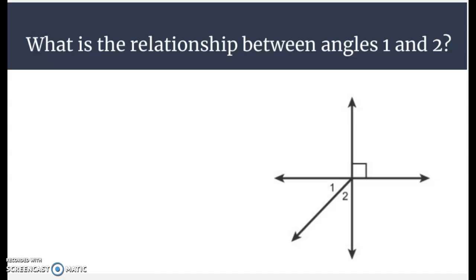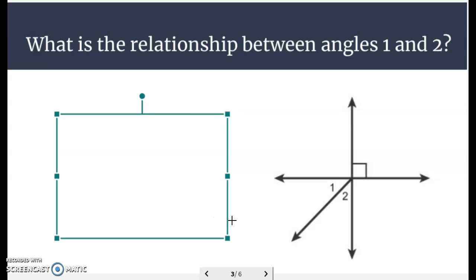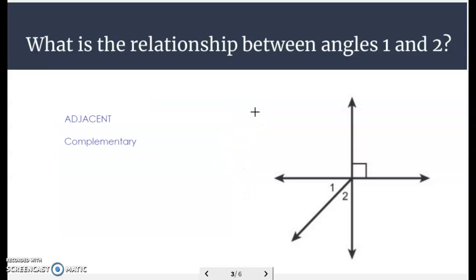Let's look at the angles 1 and 2 here. A couple ways to describe them. If you notice, they're right on the other side of a 90-degree angle. First of all, they are adjacent. And since they add up to 90 degrees, we would say they are complementary. Adjacent and complementary.